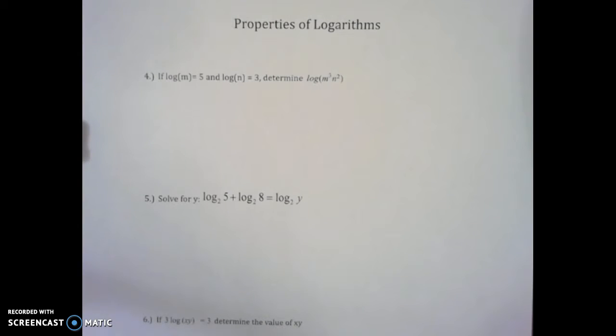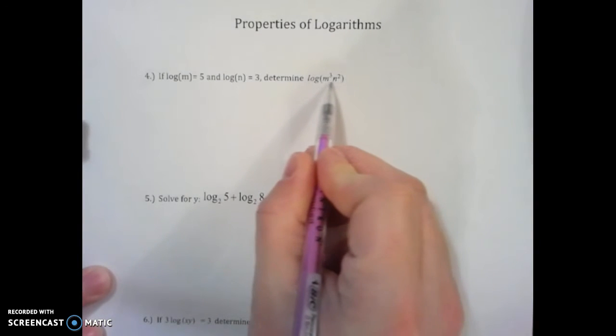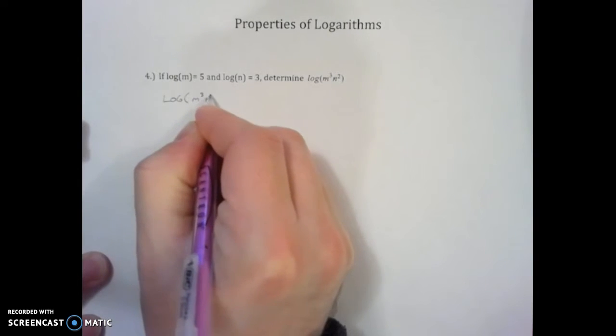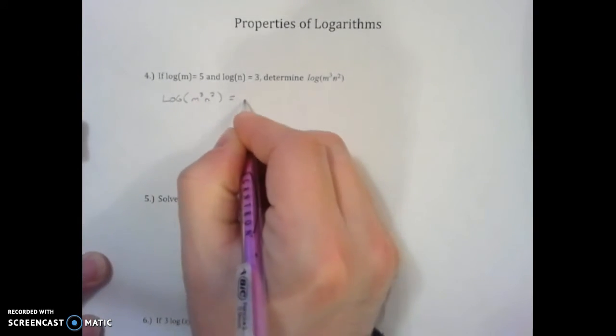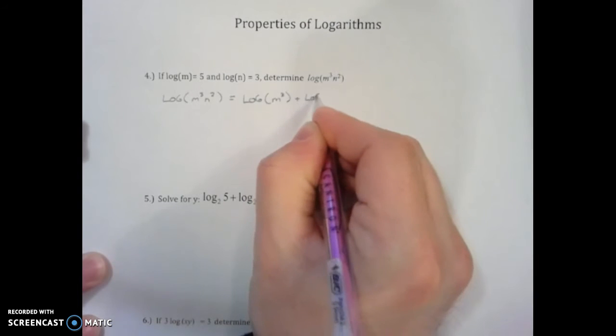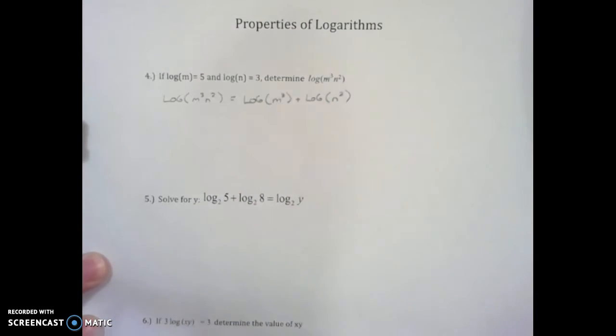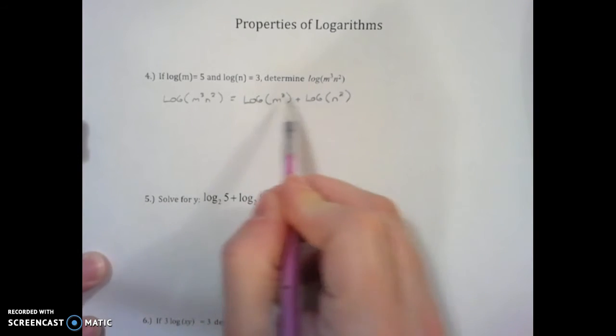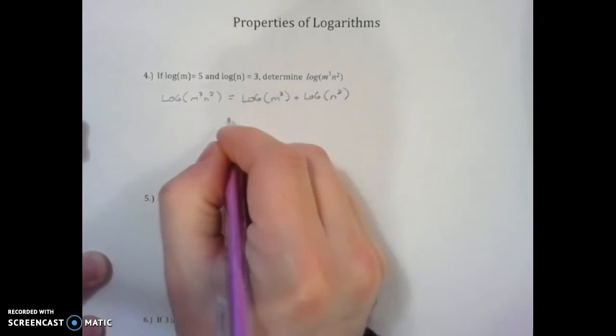In the next example, it says if log of m is equal to 5 and log of n is equal to 3, determine log of m to the third power times n to the second power. And I'm going to notice here that I have a product inside, so I'm going to use my product rule to rewrite this. Log of m to the third times n to the second, I'm going to rewrite that as log of m to the third power plus log of n to the second power. And now I notice that I have some powers in each of these, so I'm going to use my power rule to rewrite each one of those.